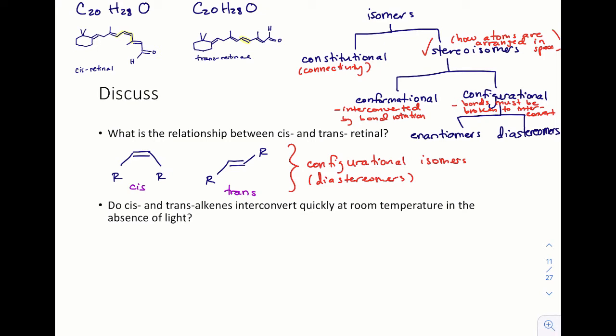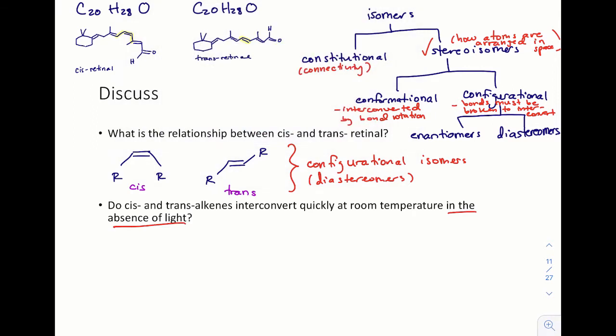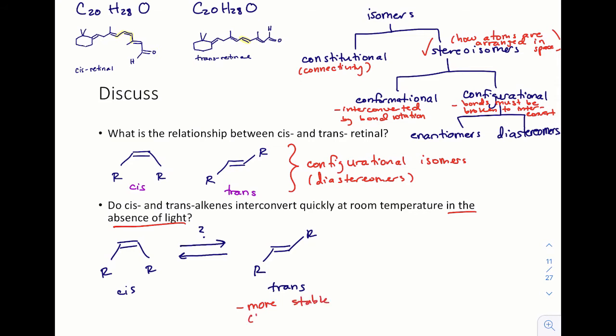So do cis and trans retinal interconvert quickly at room temperature? And I have this in the absence of light because this problem involves light. So what do you think? Well, let's think about what you may have answered. So you may know that trans alkenes are more stable than cis alkenes. So it is true that this trans alkene, I'm at the bottom of the slide, is more stable, lower energy than the corresponding cis alkene. And that is due to steric repulsion, so repulsion of the electron clouds in the cis alkene.